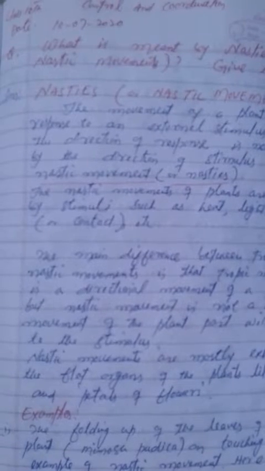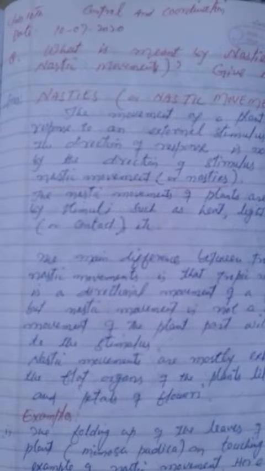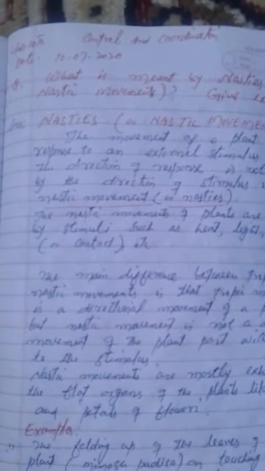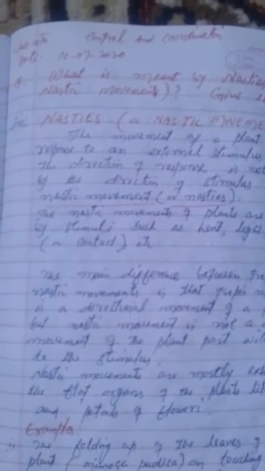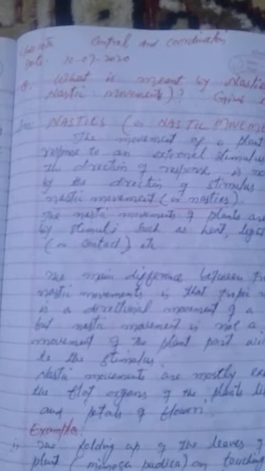The main difference between tropic and nastic movements is that tropic movement is a directional movement of a plant part, but nastic movement is not a directional movement of the plant part with respect to the stimulus. The main difference between tropic movement and nastic movement is direction. In tropic movement, the movement of the plant part is directional with respect to the stimulus. But in nastic movement it is not a directional movement of the plant part with respect to the stimulus.